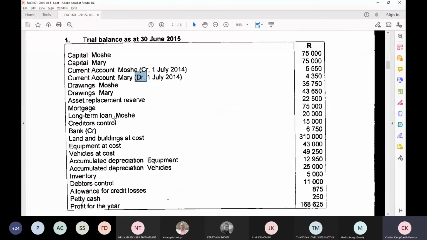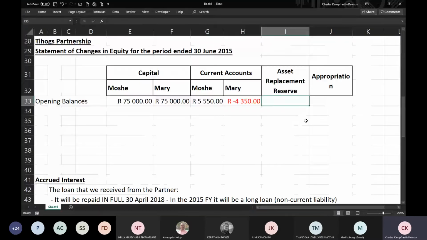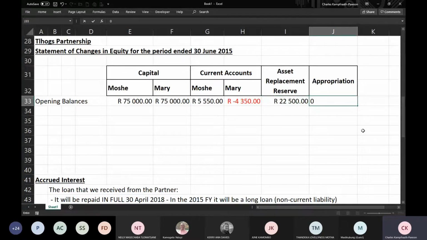Then we have the asset replacement reserve. Again, it's just given. Nothing else is stated in the given information, so we can assume that it was there in the beginning as well. Then the appropriation account will never have an opening balance. Now we start recording all the items that affect the capital of the partners, the current accounts of the partners, and any one of those various headings.